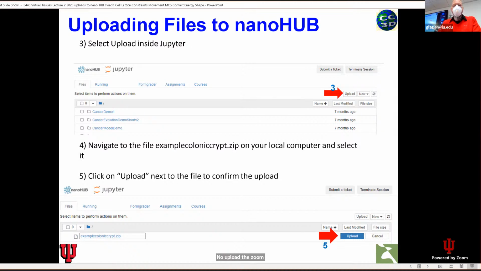One of the things that nanoHUB does not allow you to do is upload a file structure. It only allows you to upload single files. Since CompuCell simulations are actually file structured, you have to do a zip. So you find your file and then you have to actually hit the blue upload button to do the upload. Did that work for people? Okay, I see a lot of nodding. Anybody need more time?